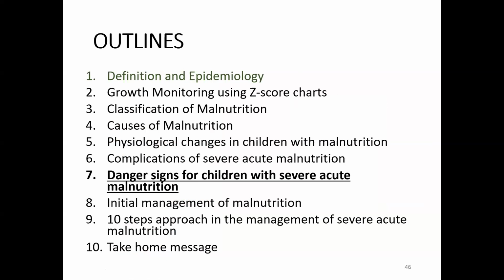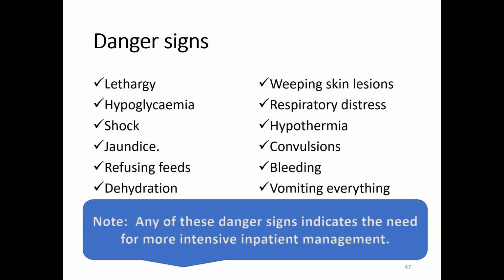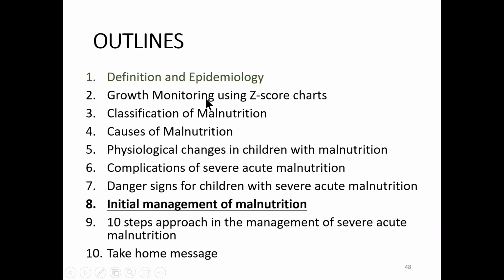And how do we look for the danger signs in these children with acute malnutrition? The danger signs of acute malnutrition: lethargy, hypoglycemia, we spoke a lot about hypoglycemia, shock, the presence of jaundice, refusing to eat or not eating anything, dehydration, weeping skin lesions, the skin peeling that I showed you in the other slide. They present with respiratory distress, hypothermia, some present with convulsions, and the presence of bleeding and vomiting. These are danger signs. If they present with any of these signs, it indicates the need for intensive inpatient management, so you should immediately refer them to the hospital for acute management.